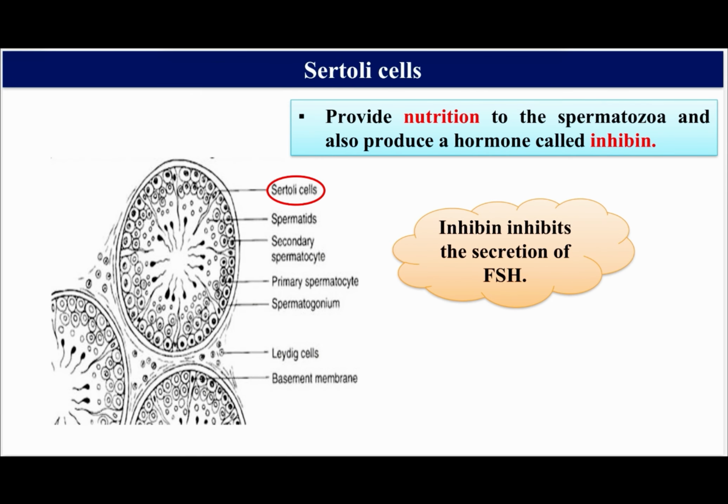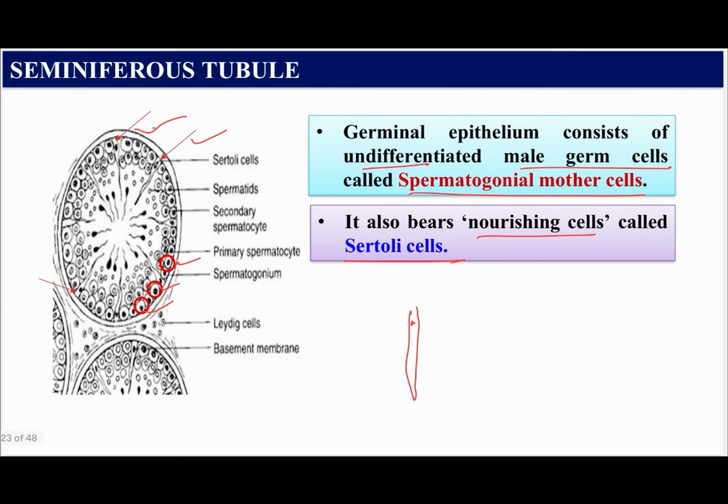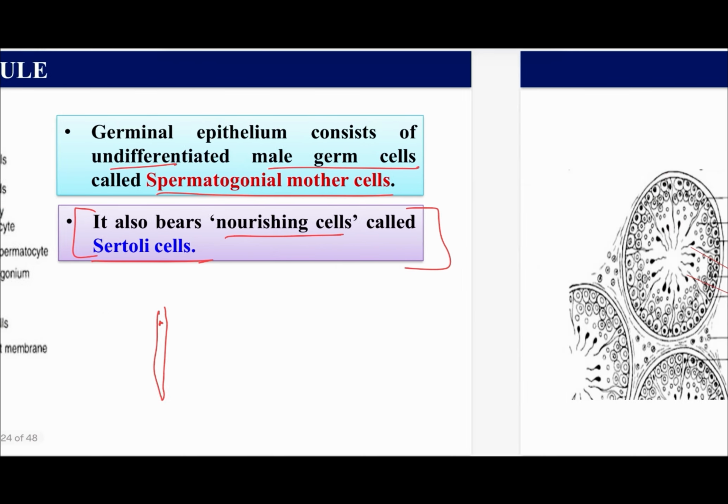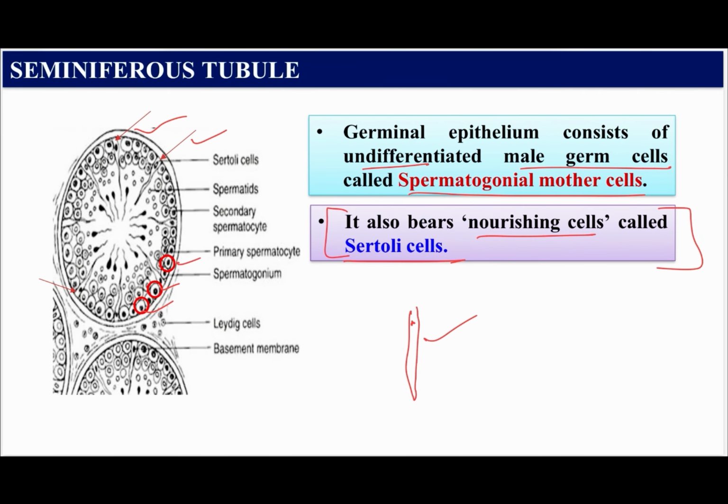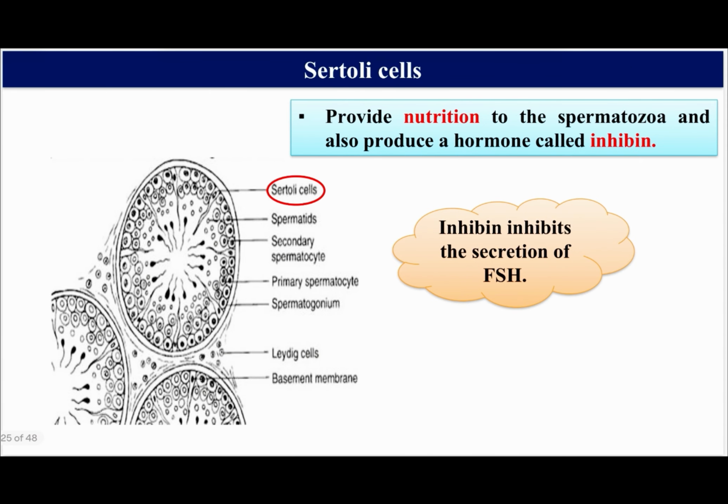Now there is also the Sertoli cell. Where is it present? It is present in the seminiferous tubule. See, this is the Sertoli cell. This Sertoli cell provides nutrition to spermatozoa or sperm, and it also produces a hormone called inhibin. Inhibin inhibits the secretion of FSH, follicle stimulating hormone.